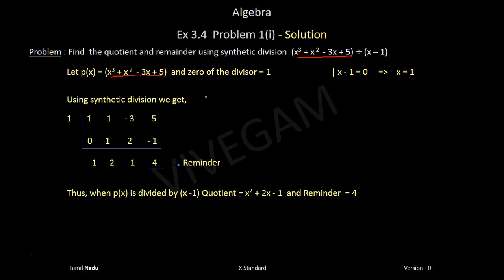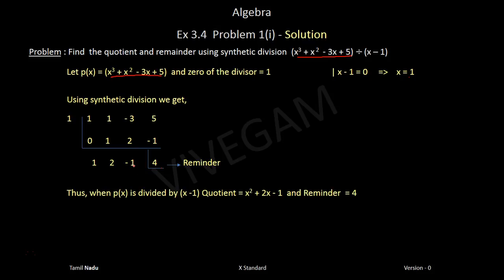Take the zero of the divisor, put it here and write all the coefficients of the polynomial. Add 0 for the first term, and then keep adding and multiplying. This is the first row and the second row. For the second row, always put 0 for the first term. So 1 plus 0 is 1 and 1 into 1, put it over here. Then 1 plus 1 is 2, 2 into 1 is 2. Then minus 3 plus 2 is minus 1, minus 1 into 1 is minus 1. And 5 minus 1 is 4 and this is the remainder.